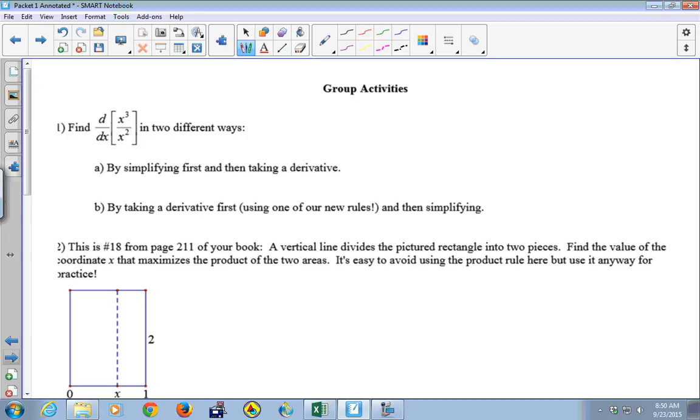All right, so that's it. You're going to have some practice in the group activities with the product and quotient rules. You'll have some practice with optimization. And you're also going to do some self-review of power, polynomial, and rational functions.